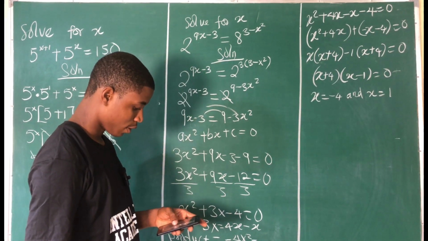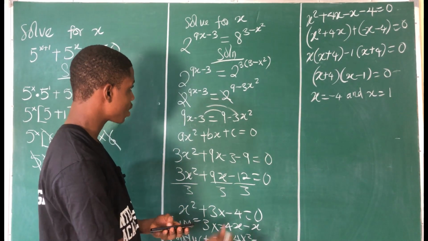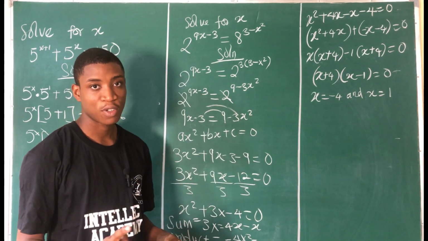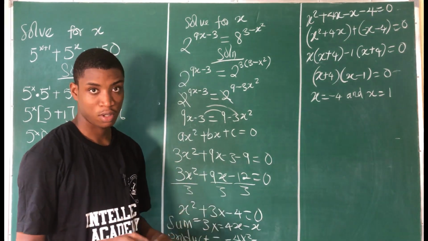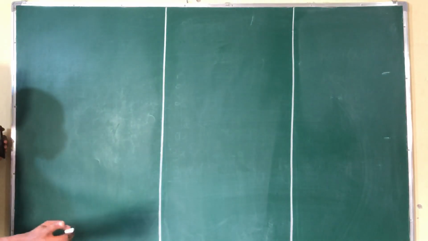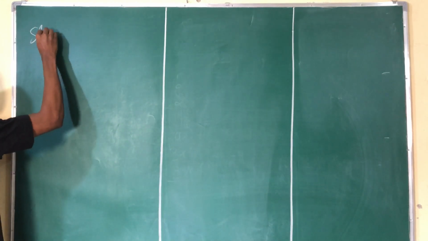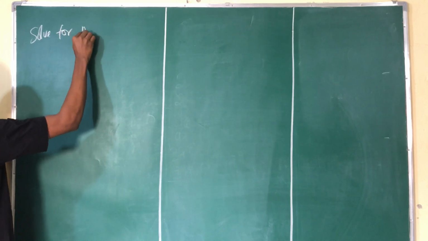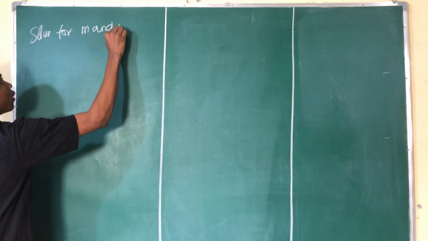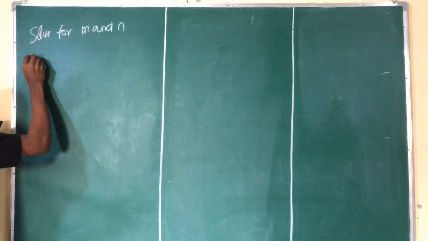Okay, now we have a very important question to solve. So let's work this off. This will be the last question involving indicial equation. Now we're given a question, and they say we should solve for m and n.